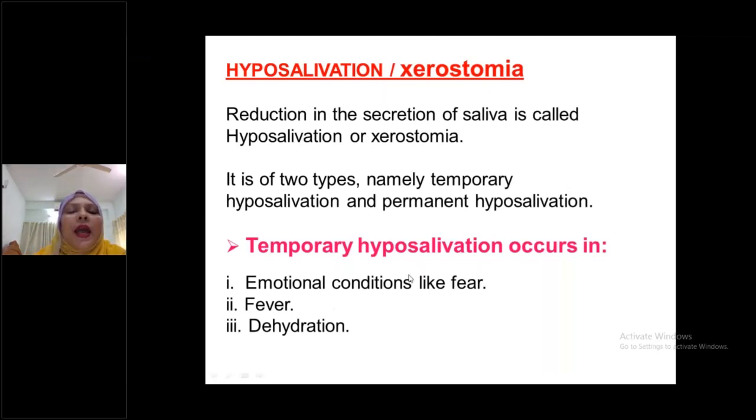তাহলে temporary hyposalivation কখন হয়? Emotional condition like fear, যদি ভয় পেয়ে যায়, fever, জ্বর উঠলে হবে, ডিহাইড্রেশন। এনি কাইন্ড অফ ডিহাইড্রেশন কজেস লেস salivation, that is hyposalivation. তাহলে ইমোশনাল কন্ডিশন লাইক ফিয়ার, fever, dehydration, this causes hyposalivation.